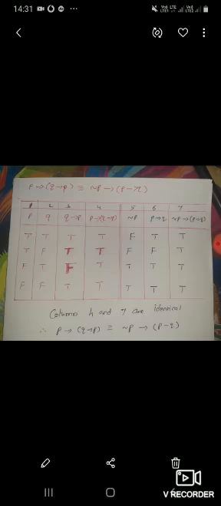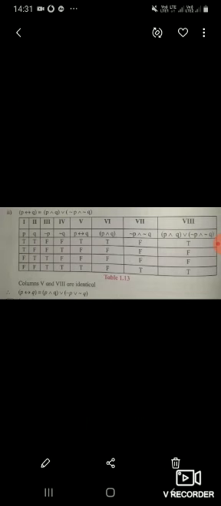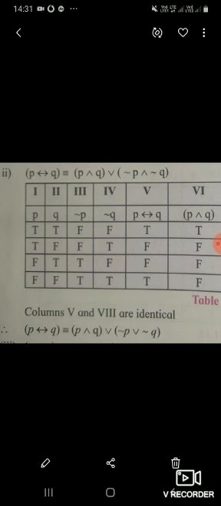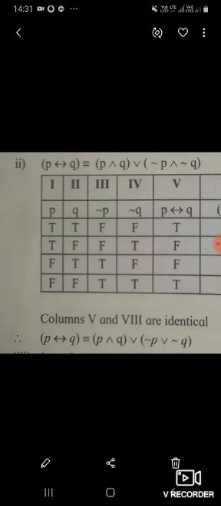Now we'll go for some more discussion. If any sum is given, first you consider this one. Here, what are the tables we have to use? First I am going to discuss that one. What are the truth tables we have to use?